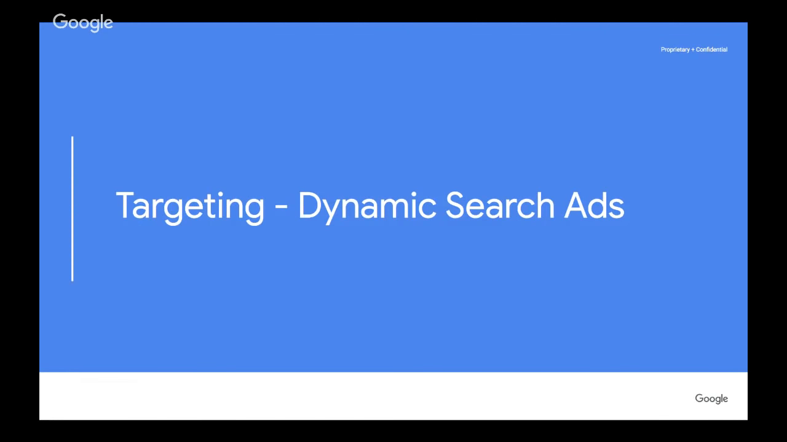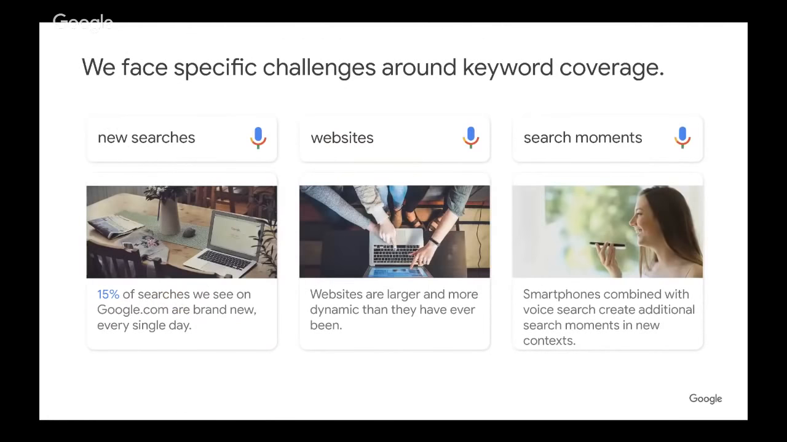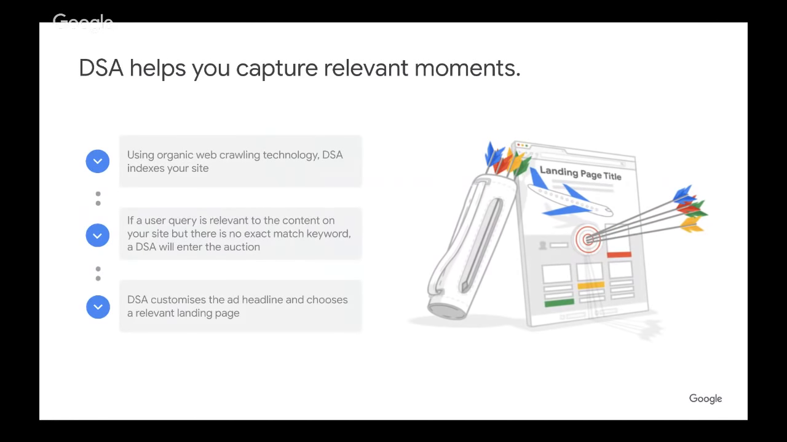Then I'd like to go over to the dynamic search ads, the automated way for targeting. So for those who don't know dynamic search ads or DSA campaigns, 50% of the searches is actually new every day. So websites are actually getting more extensive and longer, more content is being created. And with smartphones, we also have voice search that actually creates additional search moments, but also very long tail search queries normally. And when you select a set of keywords, normally it's like 2 or 3 keywords. So DSA can actually cover for long tail and more advanced queries that you aren't showing for.